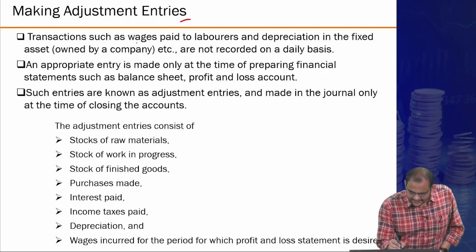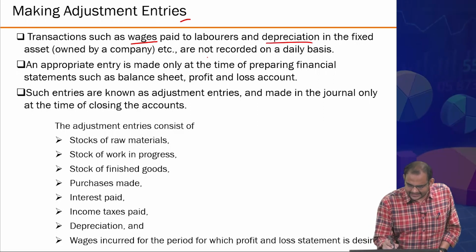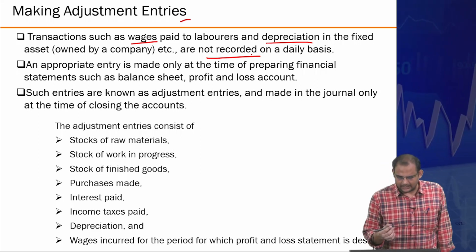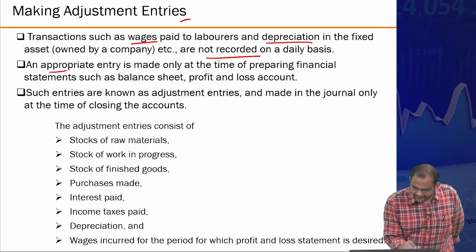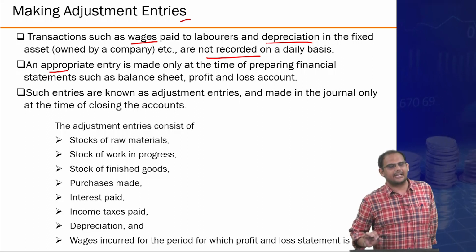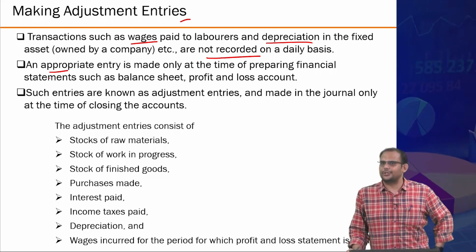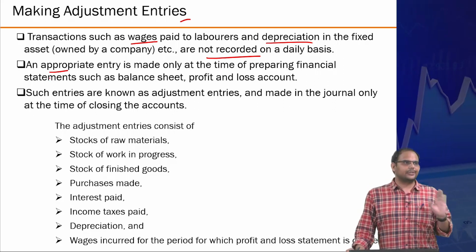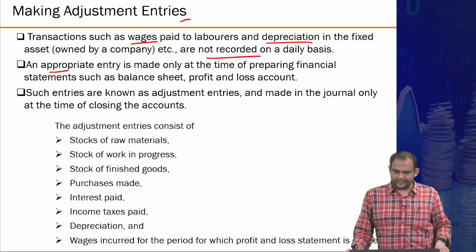So transactions such as wages to be paid to the laborers and the depreciation in the fixed asset are not recorded on a daily basis, right? That's one of the issues, because each transaction happens at a different frequency, and therefore an appropriate entry is made only at the time of preparing financial statements such as the balance sheet, profit and loss accounts and stuff like that. So you do not record them every day. Typically you record them only when you need to close the account statement and you need to prepare the final balance sheet or whatever, right?